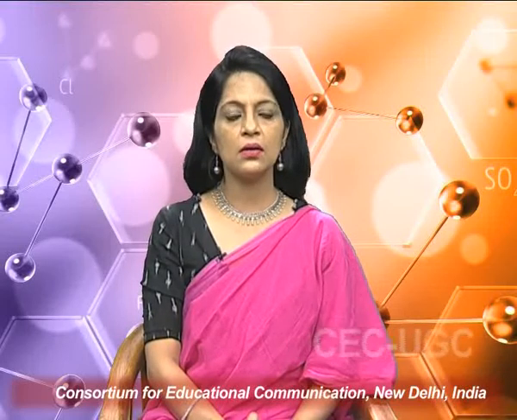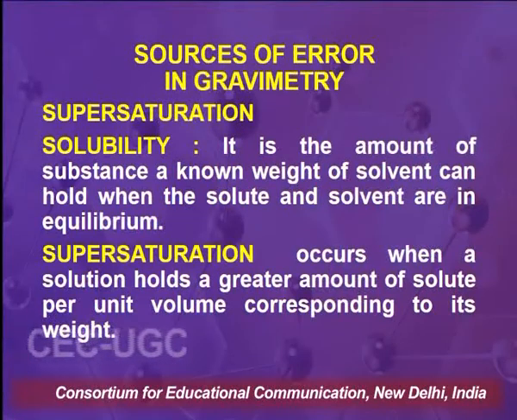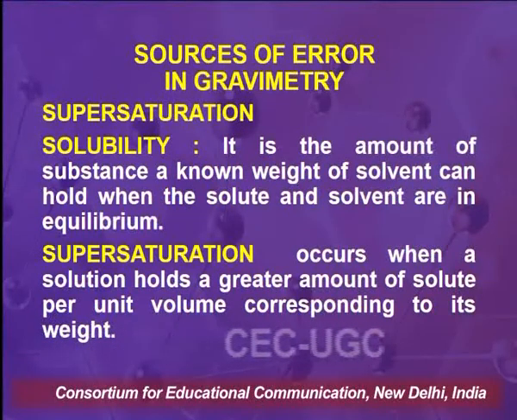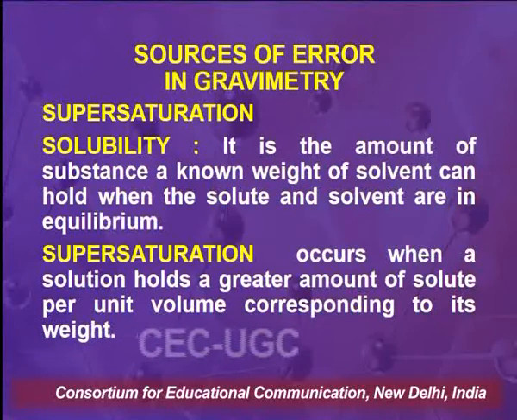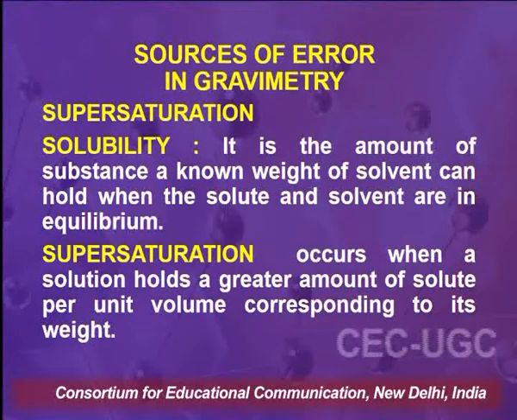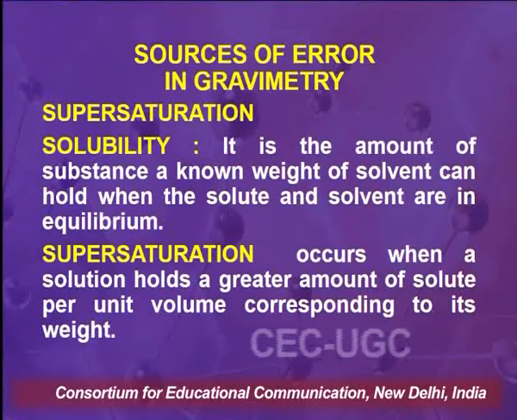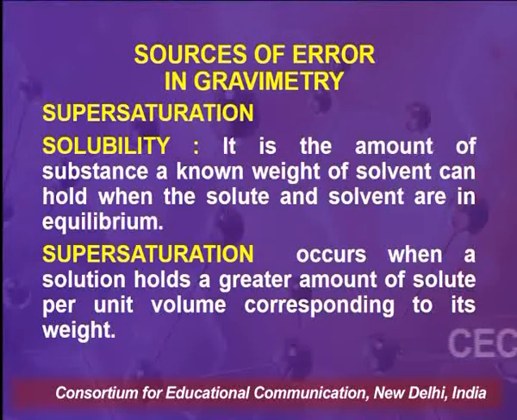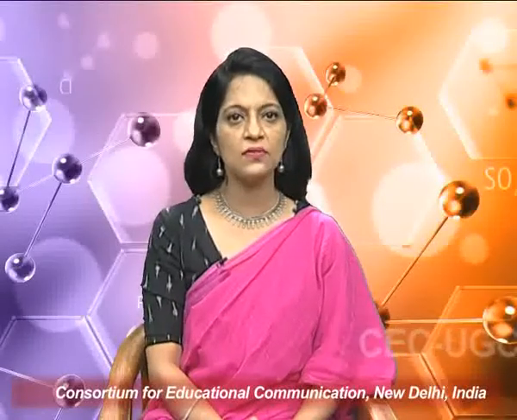Another source of error we are discussing now is supersaturation. Before discussion of supersaturation, we need to know what is solubility. Solubility is the amount of a substance a known weight of a solvent can hold when the solute and solvent are in equilibrium. That means both the solute and the solvent are in equilibrium or in equal amounts, and at that particular stage the amount of solute present is called the solubility of that particular solute in the solvent. In relation to solubility, now we have supersaturation.